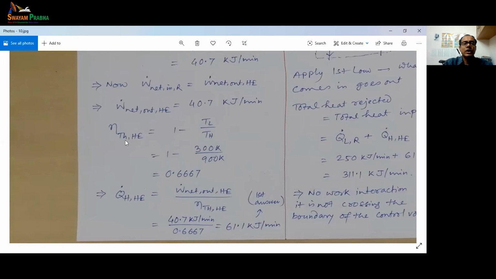Okay, so now when we know the thermal efficiency of this heat engine and we also know the work output, what can we find? The heat input rate to the heat engine, which is nothing but the work output divided by the thermal efficiency. Okay, so both of which we now know, and we can find it to be 61.1 kilojoule per minute, and that's the first answer. The first query was what is the heat input to the heat engine, and that is 61.1 kilojoule per minute.